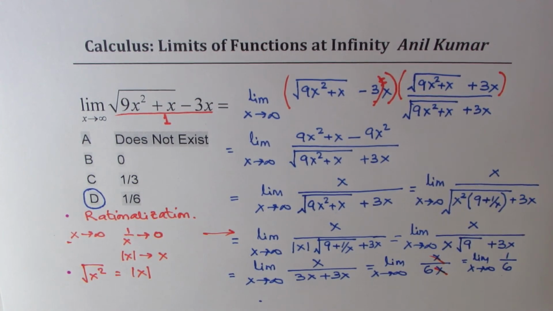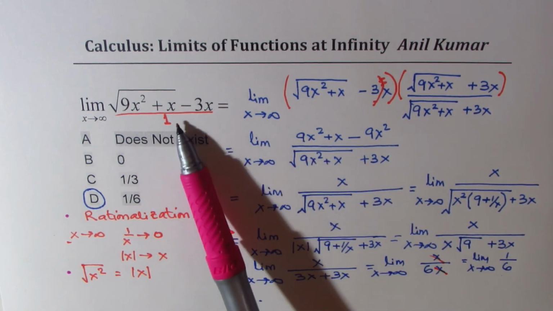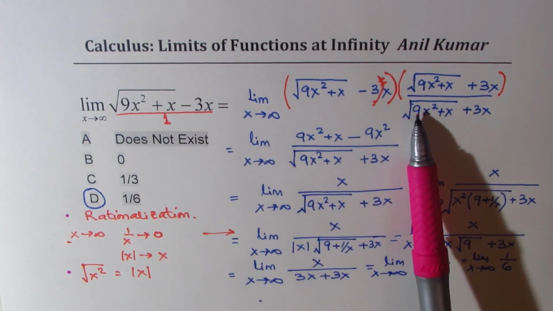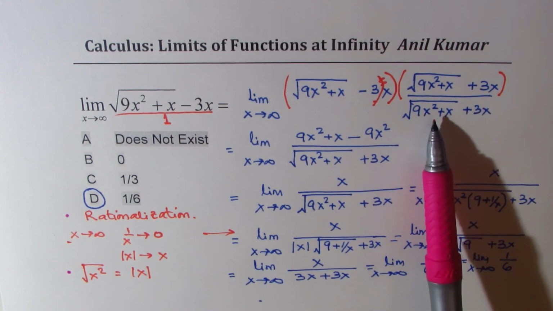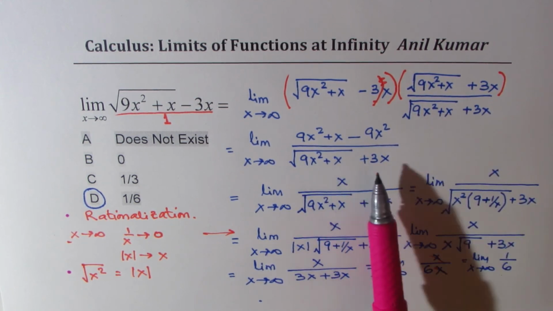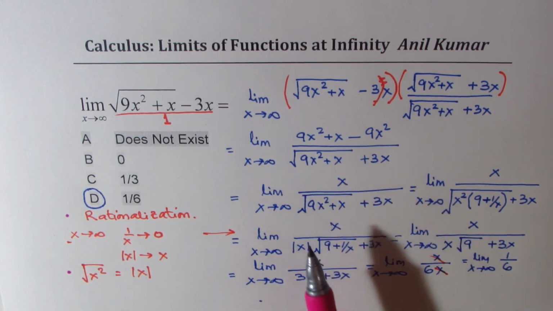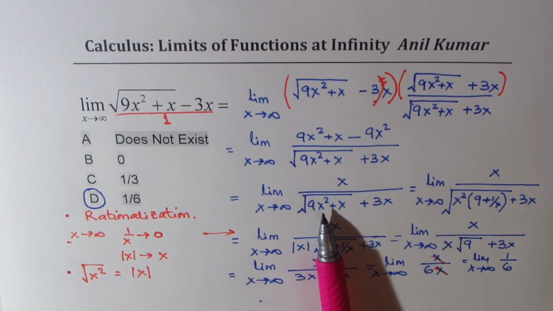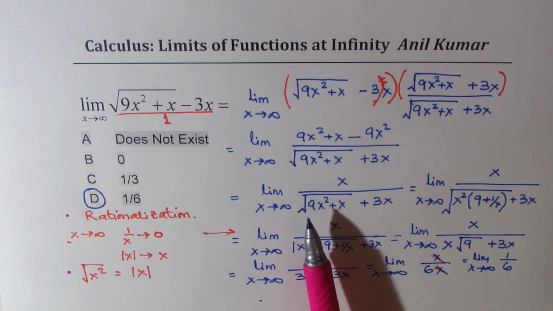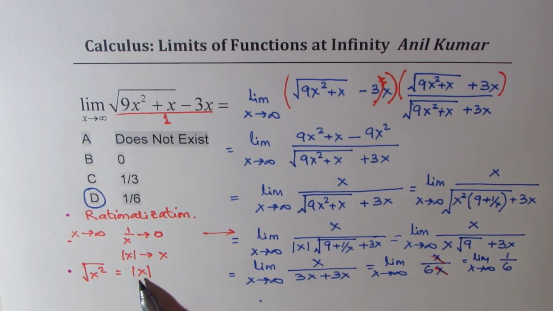So let me review once again. If you have a question like this, step number 1 is to rationalize. Once you rationalize, if you still find that the problem is not solvable, then what you could do is factor x squared within the square root, remembering that the square root of x squared is the absolute value of x. And as x approaches positive infinity, the absolute value of x approaches x. So that helps us to further simplify and get our result, which is 1 over 6.